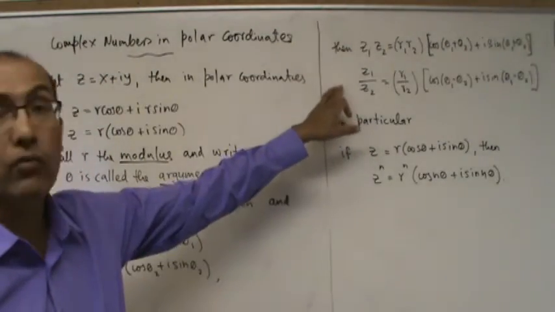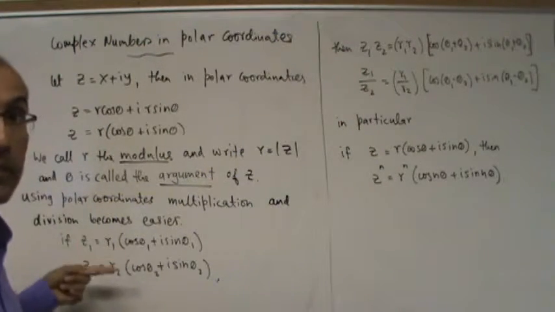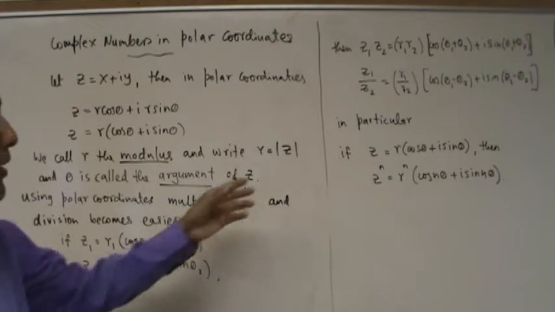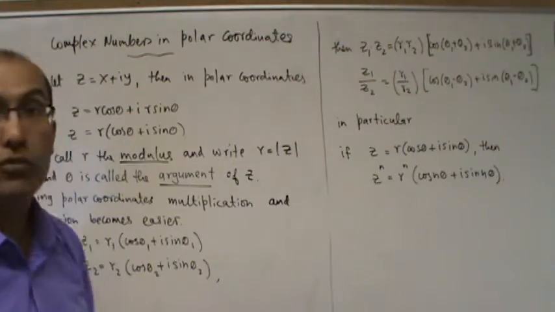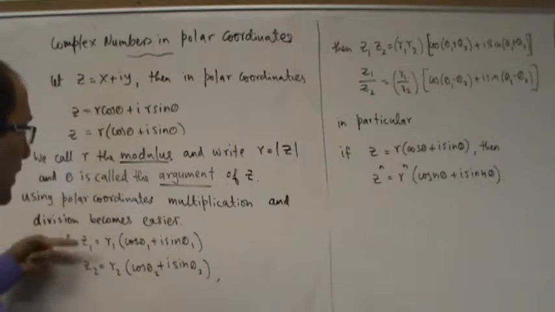Division is equally easy. If you want to divide a complex number by another complex number in polar coordinates, you just divide the moduli and subtract the arguments. These are very easy to show. I'm not going to show them, but all you need to do is to multiply these two.